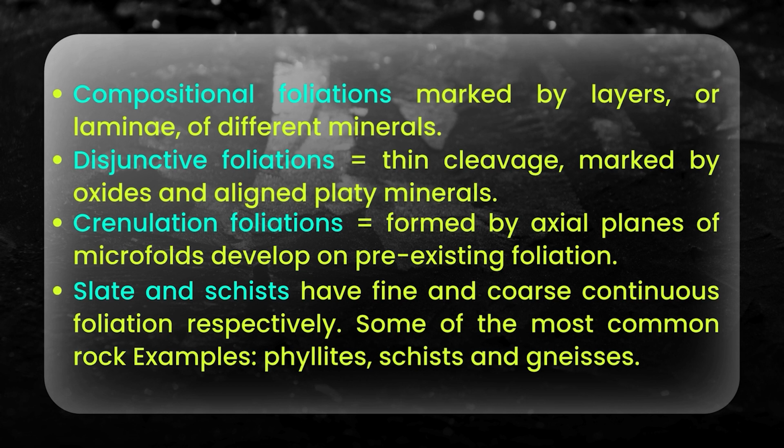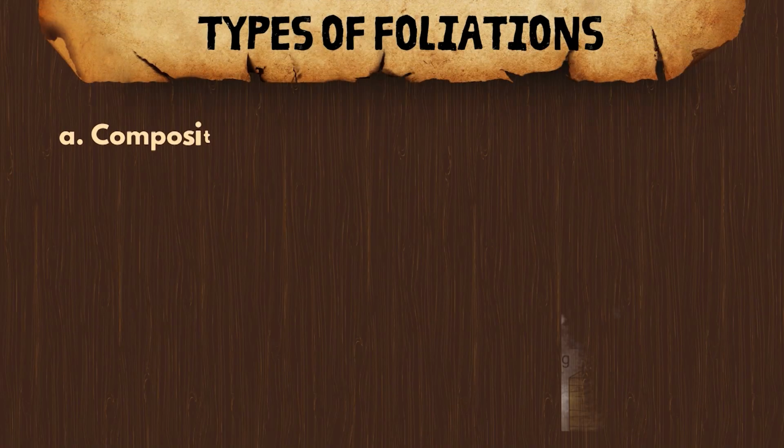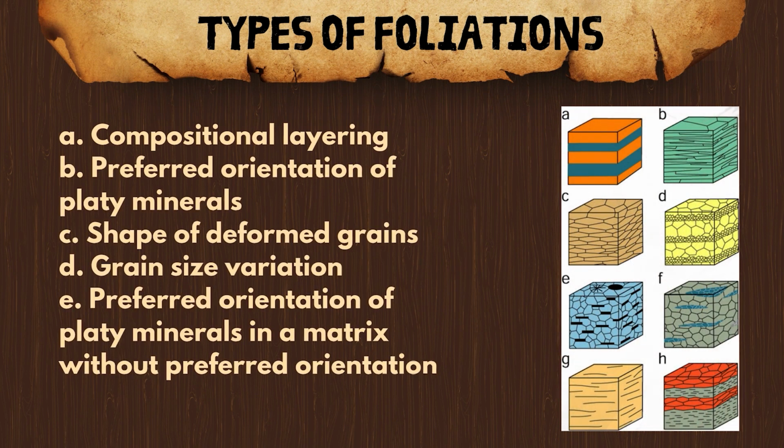Some of the most common rocks, for example, phyllites, schist and gneisses. Types of foliations. I have told you about types of lineation, and now there are types of foliation. A. Compositional layering. B. Preferred orientation of platy minerals. C. Shape of deformed grains.